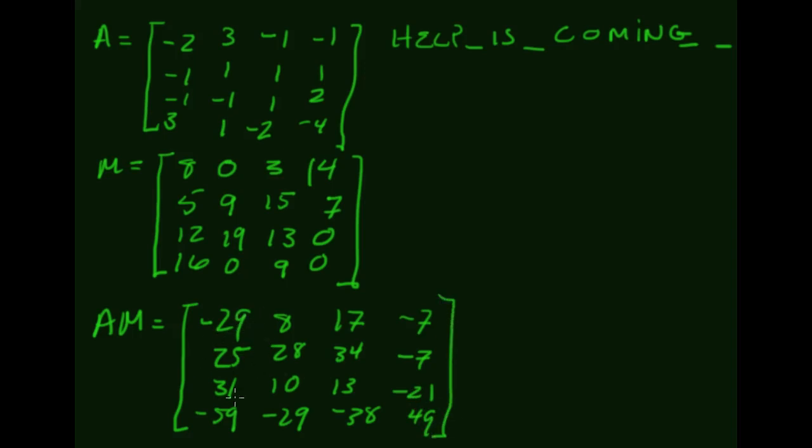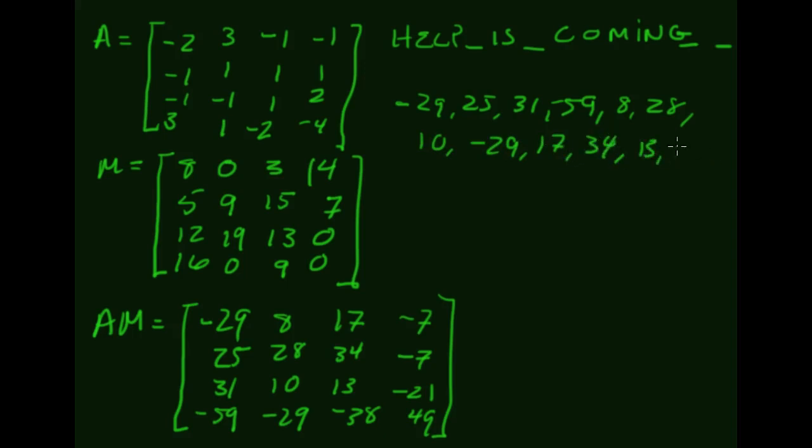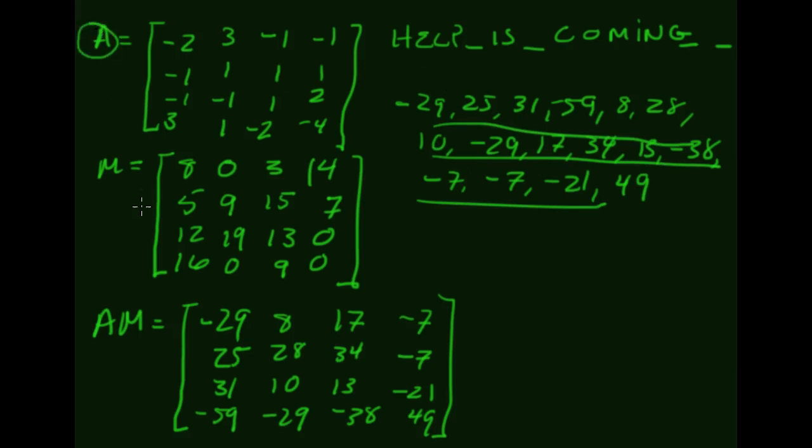So remember, when we write this out as the list, we have to go down the columns, so it'll be -29, 25, 31, -59, 8, 28, 10, -29, 17, 34, 13, -38, -7, -7, -21, and 49. And the person having this series of numbers with this key should be able to decode that message.